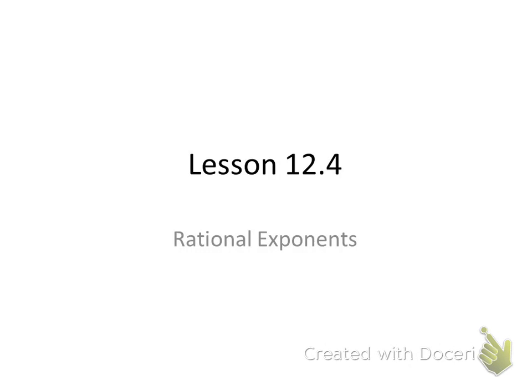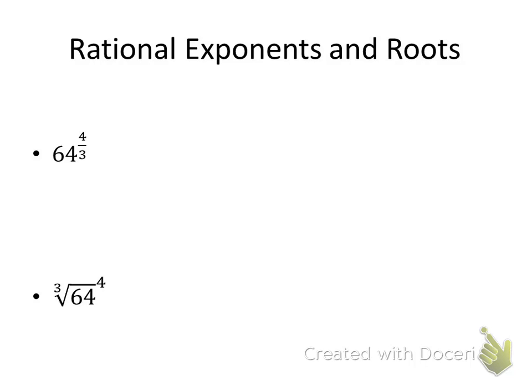In lesson 12.4, what we're going to be doing is talking about how rational exponents and roots can be the exact same thing. They're just written two different ways. So we want to look at this problem, and it's written two different ways, but it's the exact same problem.